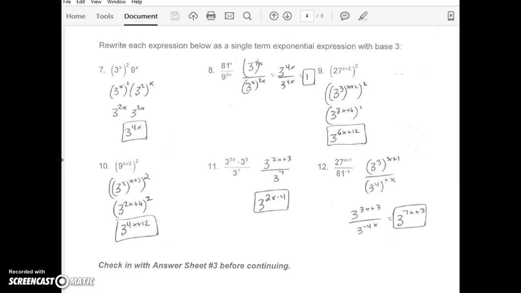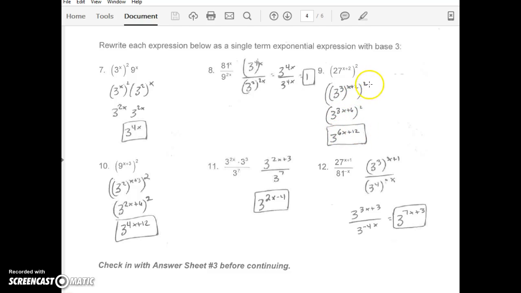In the next part of the activity, we're just using base 3. Again, our rules aren't really different, so I want to take a look at number 9 and number 11 because those are kind of unique looks at the problems. So on number 9, we have 27 to the x plus 2 to the second power. And at base 3, I'm going to turn that 27 into 3 to the third. Now, there's a couple approaches we can do. One approach is to multiply 3 times x plus 2 to get the 3x plus 6, and then multiply that by 2. So distributing, we get 6x plus 12.